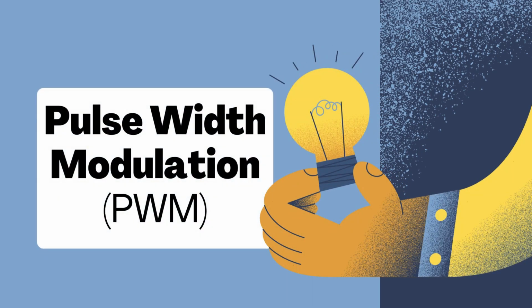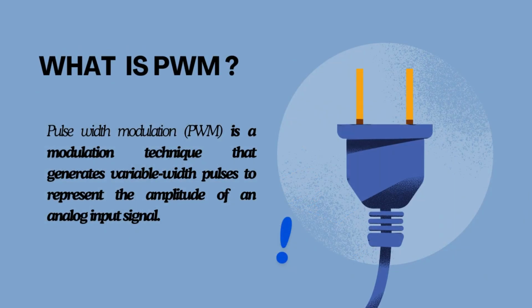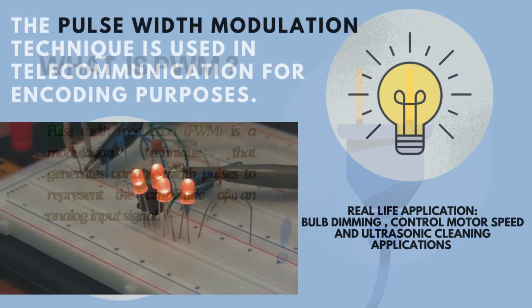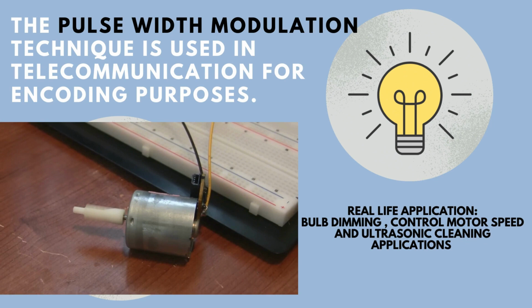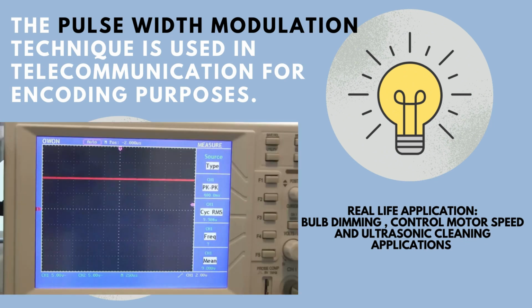In the previous part, you already heard about what the sampling method and PAM, pulse amplitude modulation, are. In this part, I will talk about another pulse modulation, that is pulse width modulation, PWM. PWM is a modulation technique that generates variable width pulses to represent the amplitude of an analog input signal. PWM is used in telecommunication for encoding purposes, for example, bulb dimming, motor speed control, and ultrasonic cleaning.